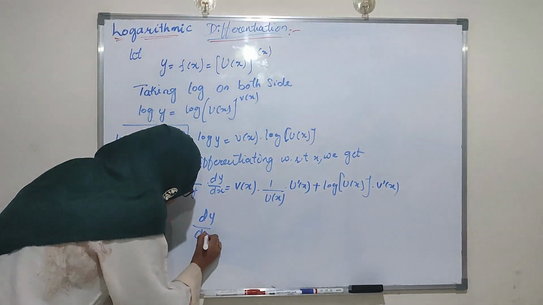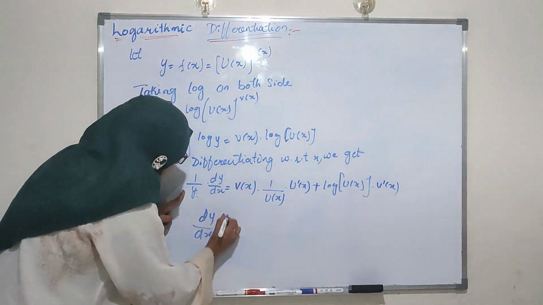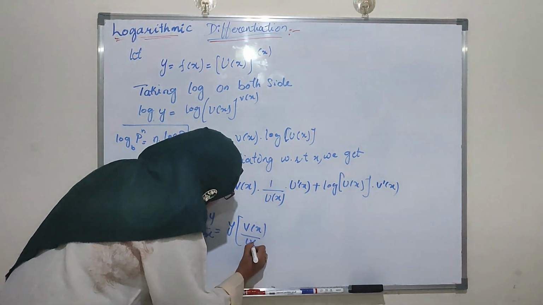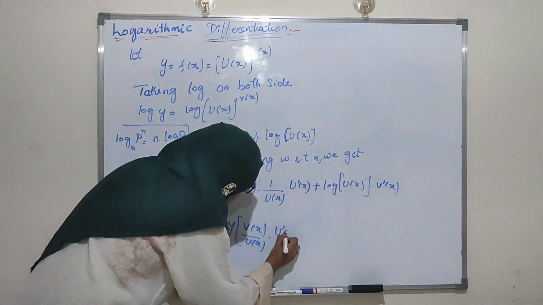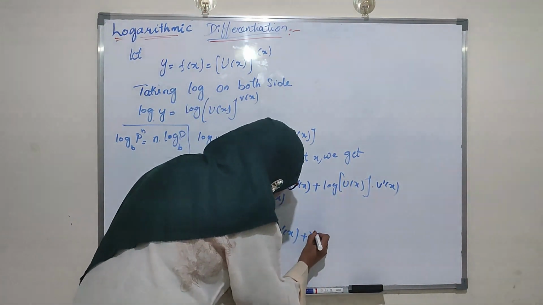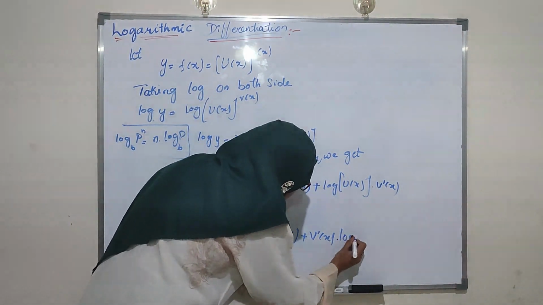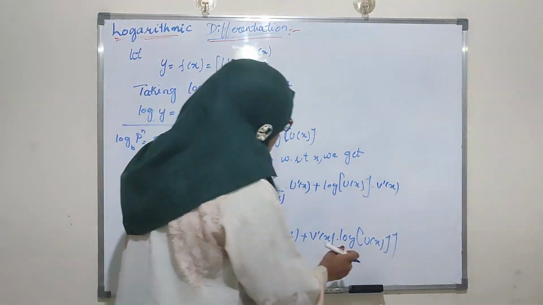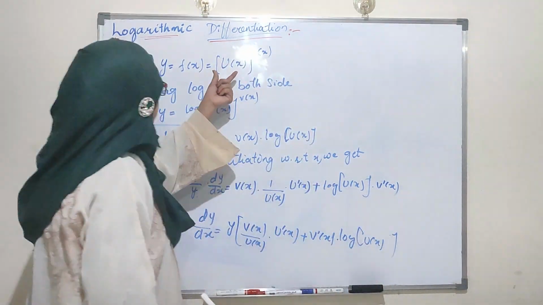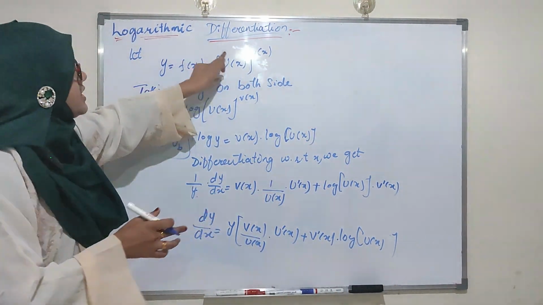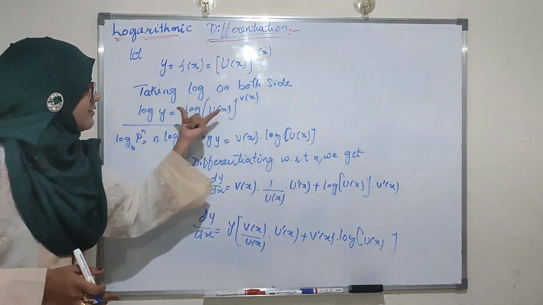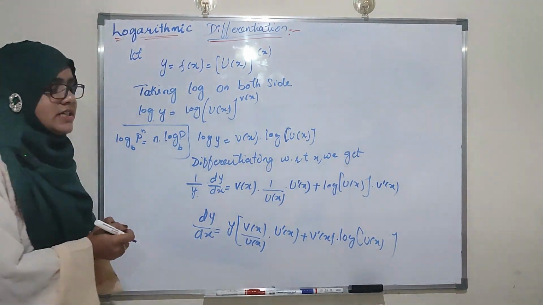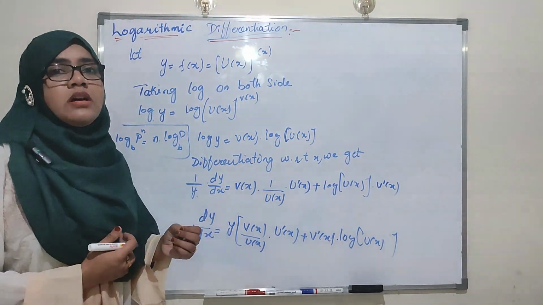dy by dx is here. I am taking this y here, then it goes into multiplication form: v of x by u of x into u dash of x plus v dash of x into log of u of x. So if we are having this type of function, to differentiate such a function, we take log on both sides. After taking log, we can easily differentiate. So in this section, we will discuss how we can use log to differentiate functions.